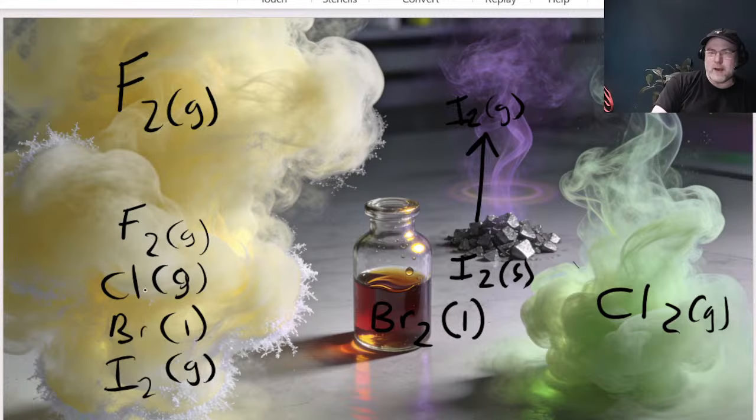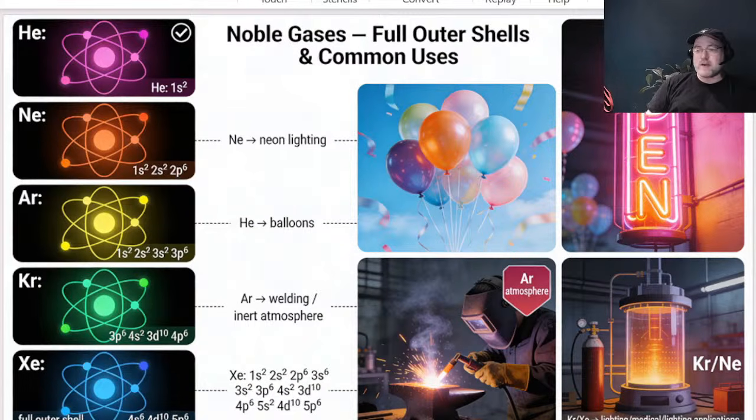Anyway, you get the same thing with the noble gases. Let's have a look at the noble gases.